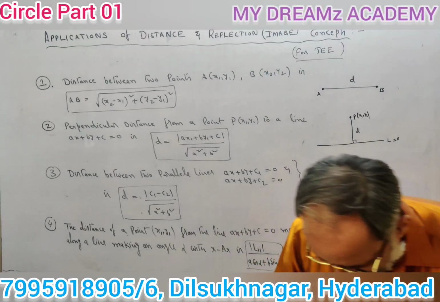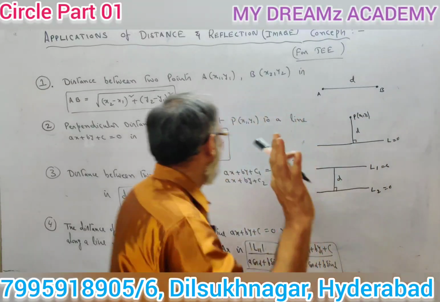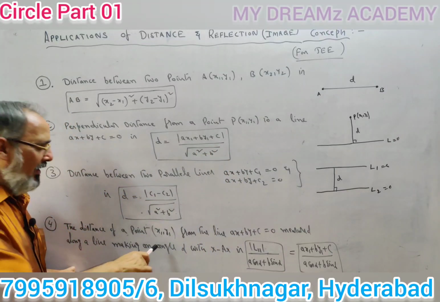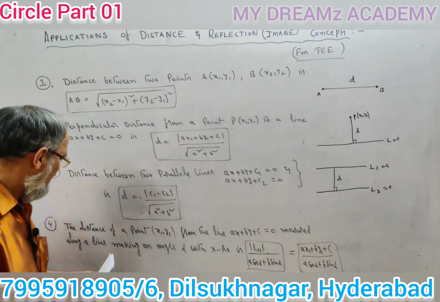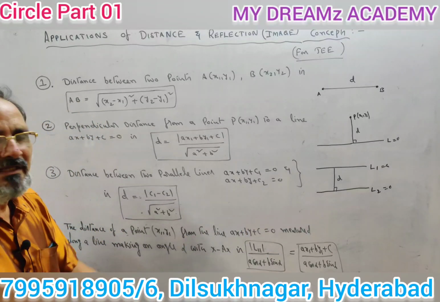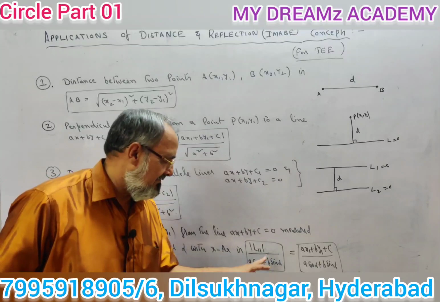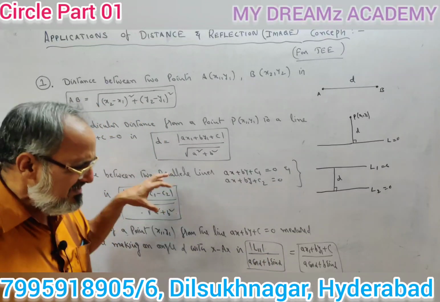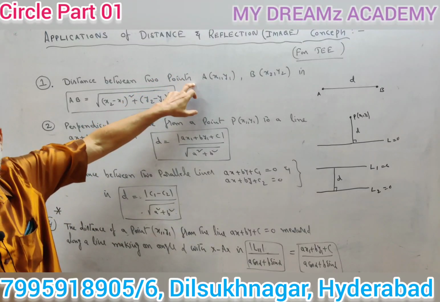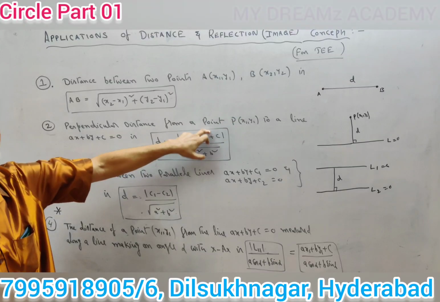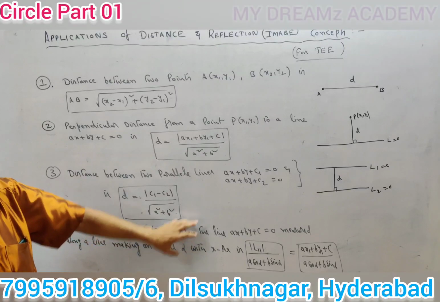Now the very important one will be the fourth one. The distance of a point (x1, y1) from the line Ax plus By plus C equal 0, measured along a line making an angle alpha with the x-axis, is the modulus of (A x1 plus B y1 plus C) divided by A cos alpha plus B sin alpha. This is very important, because the distance between 2 points we know, distance from a point to a line we know, distance between two parallel lines we know from straight lines, and this is a rare application, very useful for JEE Mains.